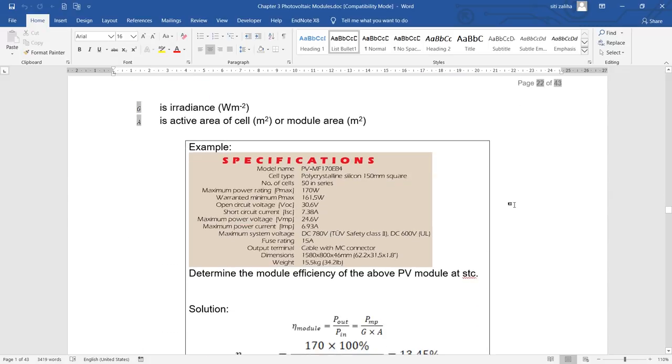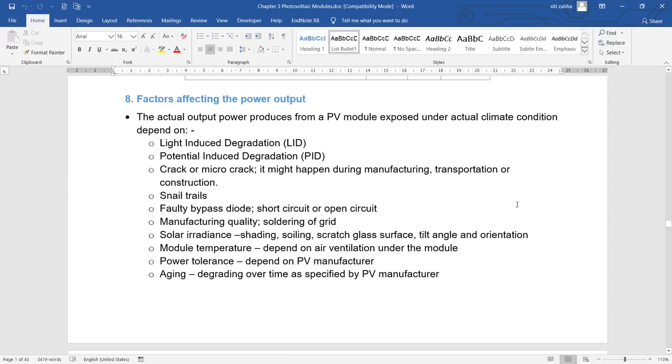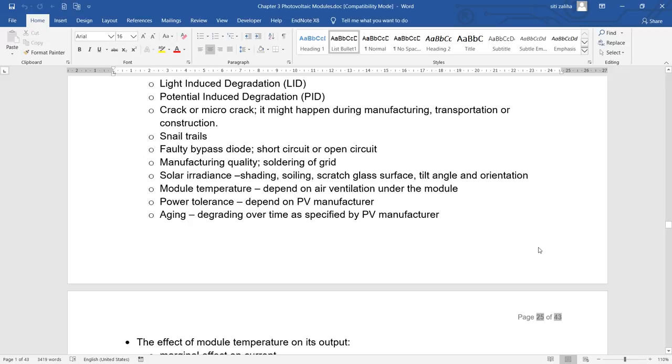Okay, let's go back. Another factor that affects the power output is aging, which is degradation over time as specified by the PV manufacturer. For conventional PV modules, usually we declare that each year it will reduce 1%. Let's say the PV module has been installed for 7 years. So 1 year, 1%. After 7 years, the aging factor will become 0.93. Okay? So the performance is 93%.